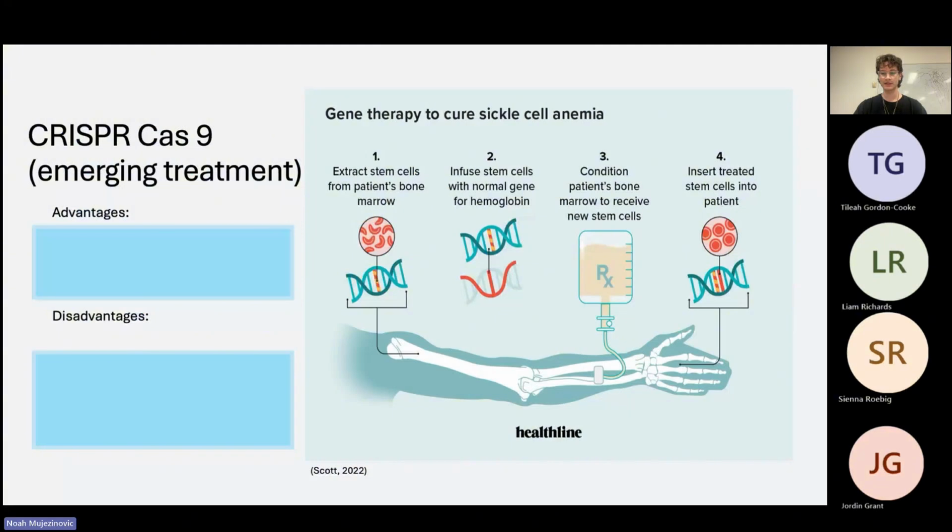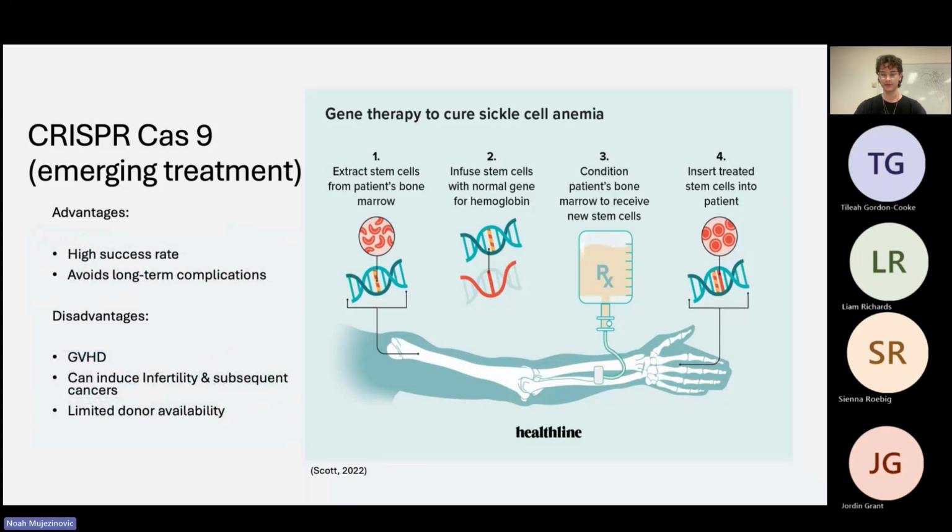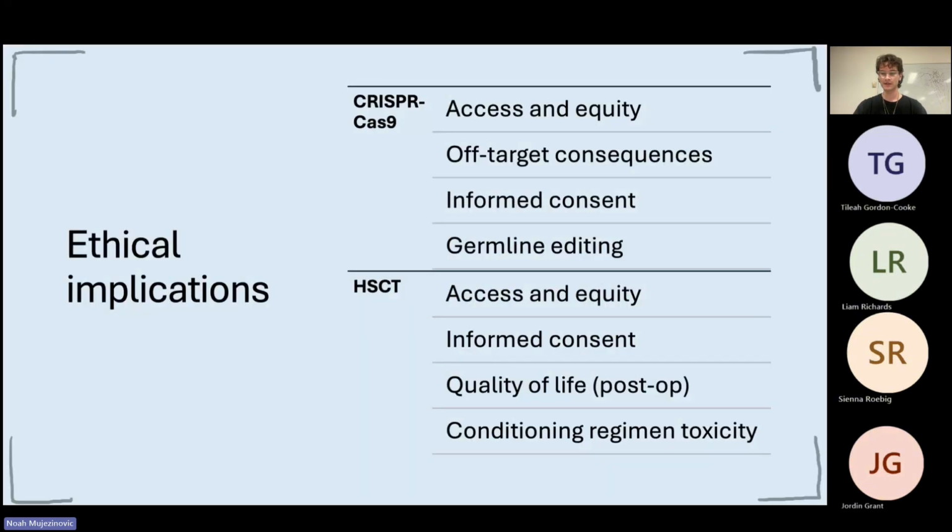CRISPR-Cas9 is a promising gene editing technology that corrects the mutation causing sickle cell disease. It offers a high success rate while avoiding donor dependency, while reducing long-term complications. Risks include graft versus host disease, infertility, potential secondary cancers, and unintended genetic effects. Gene editing raises concerns about accessibility, long-term safety, and ethical dilemmas surrounding human genetic modification.